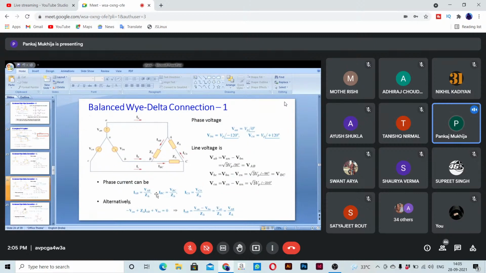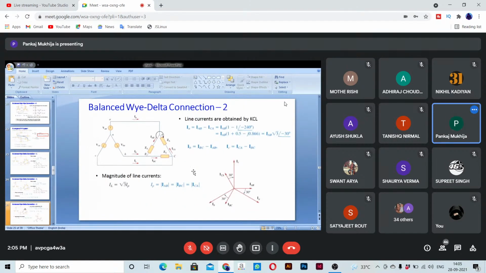We have just solved it now. IAB is VAB by Z delta, which we have identified, and VAB we already know is √3 VP at 30 degrees. So if we are leaving it as IAB, can I write ICA equal to IAB at minus 240 degrees? Can I write it like this? Yes, sir. Because it's a balanced case. Always remember, we are working with balanced cases only.